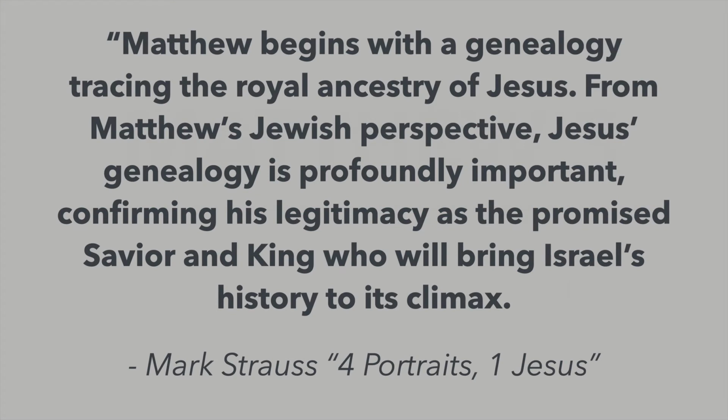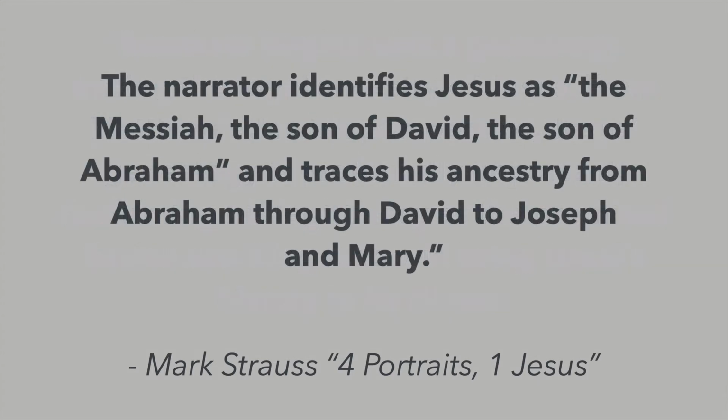So Mark Strauss, in his book, Four Portraits, One Jesus, says this: Matthew begins with a genealogy tracing the royal ancestry of Jesus. From Matthew's Jewish perspective, Jesus' genealogy is profoundly important, confirming his legitimacy as the promised Savior and King who will bring Israel's history to its climax. The narrator identifies Jesus as the Messiah, the son of David, the son of Abraham, and he traces his ancestry from Abraham through David all the way down to Joseph and Mary.